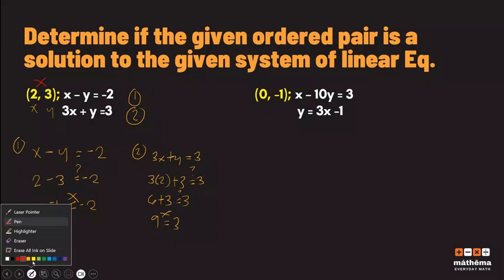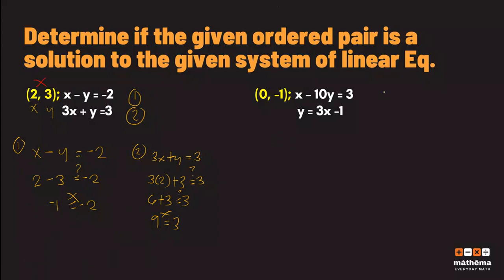Let's have number 2. Again, this is my equation 1 and this is my equation 2. Let's have equation 1 first. We have x minus 10y equals 3. X is 0. 0 minus 10 times negative 1 equals 3. 0 minus 10 times negative 1, that is just 10, which is not equal to 3.